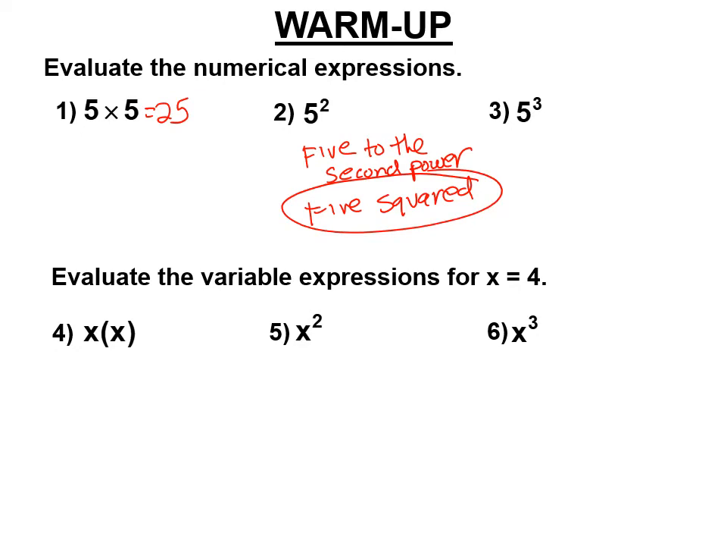Now the answer to that is not 10. It's what? 5 squared means 5 times 5. This is telling you to multiply that number 5 twice. So the answer to that is 25.